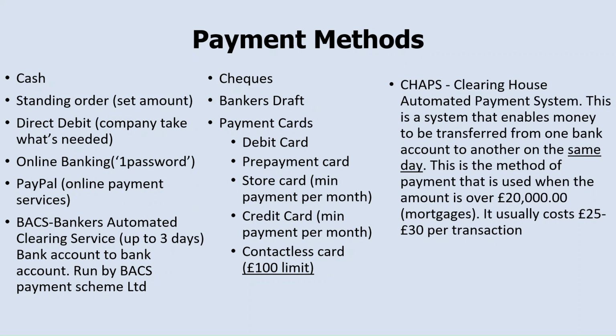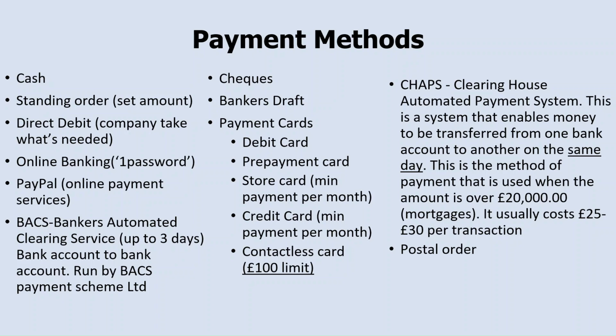CHAPS stands for Clearing House Automated Payment System. Now, it's a system that enables money to be transferred from one bank account to another, much like BACS, but with CHAPS, it goes out on the same day. It's a method of payment that's used when the amount is over £20,000, such as mortgages, but it does cost a significant amount, so £25 to £30 per transaction. But of course, if you are transferring a significant amount and you need to make sure it gets there on the same day, then CHAPS is a good way to make sure it happens.